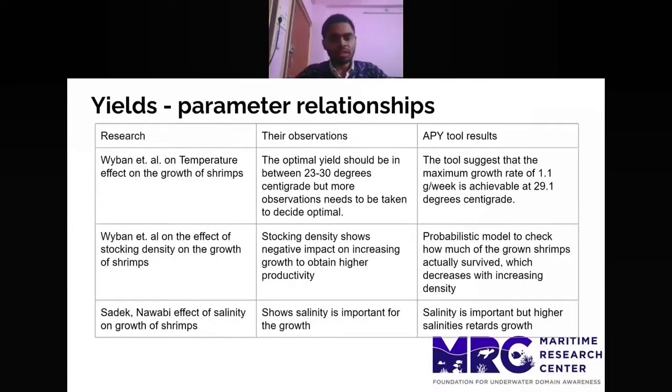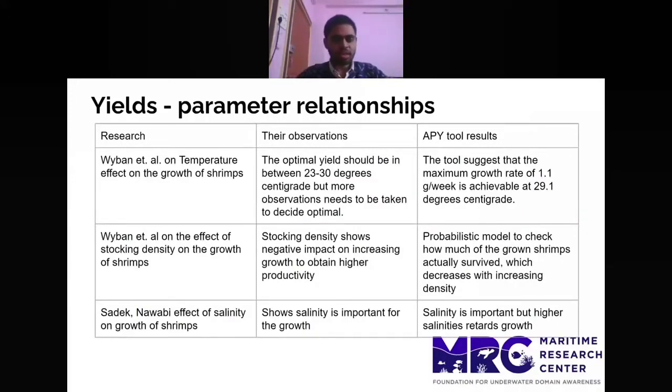And they said that the optimal yield should be at 23 to 30 degrees. And our tool suggested that the maximum growth rate lies at about 29.1 degrees centigrade. So that shows that our tool can be used as a mathematical model to even show how good or how bad our parameters are. And that can even help farmers to optimize their farms.